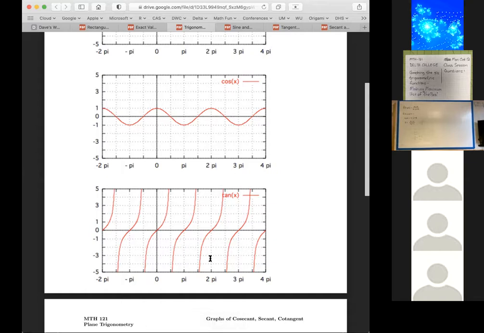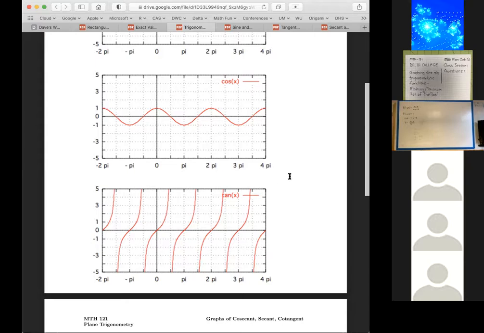How long does it take for tangent to repeat itself? Well, if you count from center to center, tangent shoots up and comes back to where it started. You see that it takes pi units for the tangent to repeat itself. And for that reason, tangent has a period of pi.